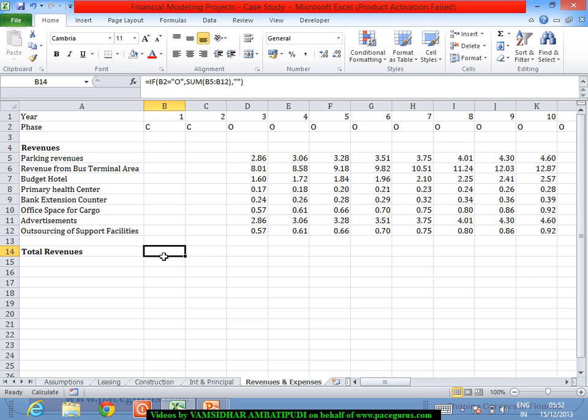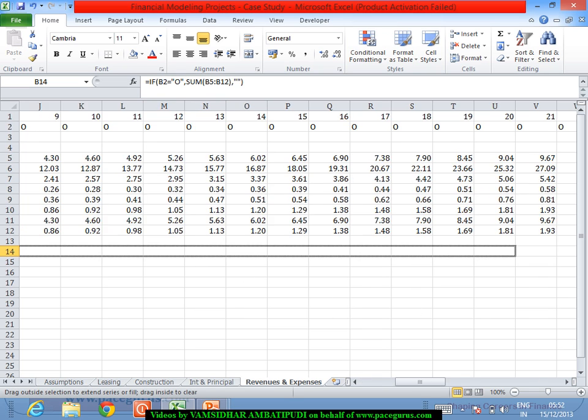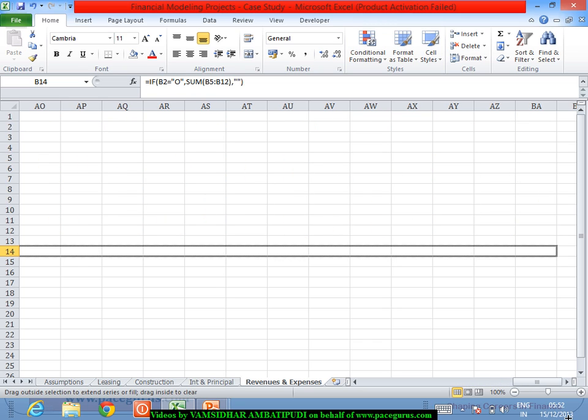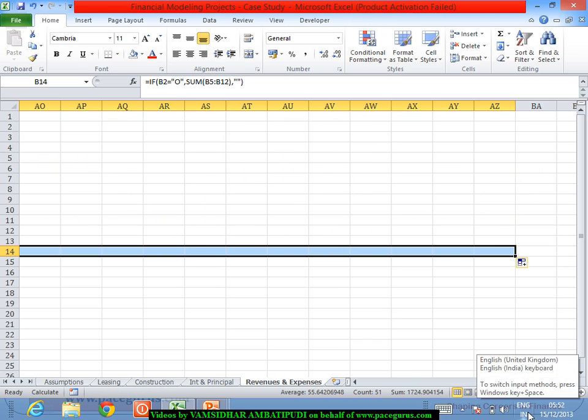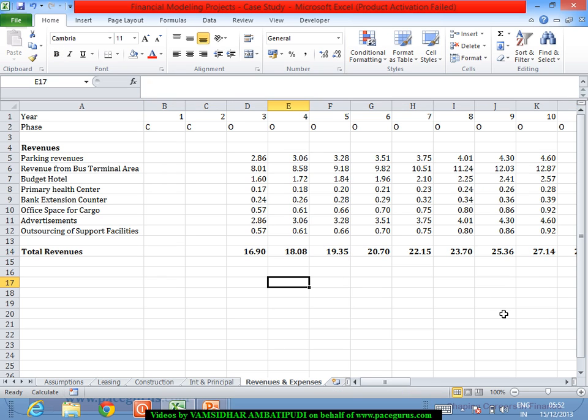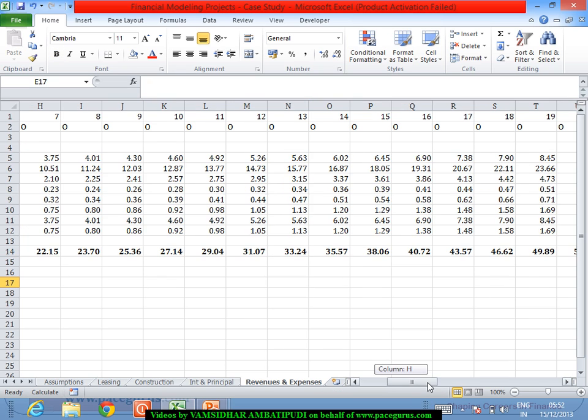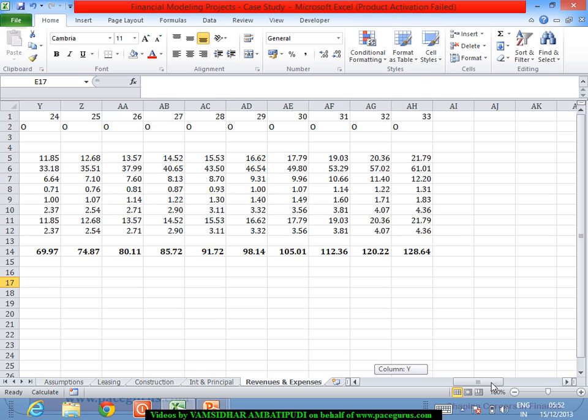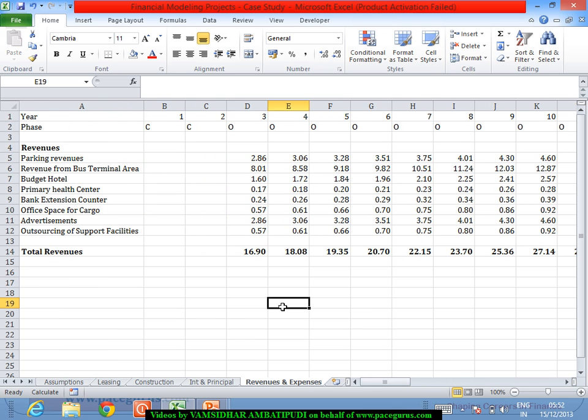So with that calculation, even when I am extending it across, even when I am doing it until here, it is very well coming out that we are talking about the revenues only during the operations phase of the project. No other phase. We are getting the revenues only during the operations phase of the project.